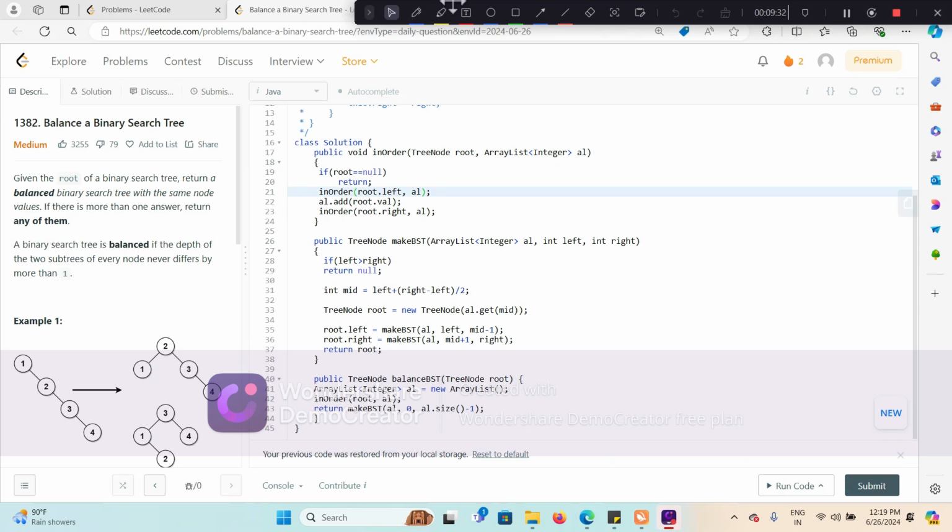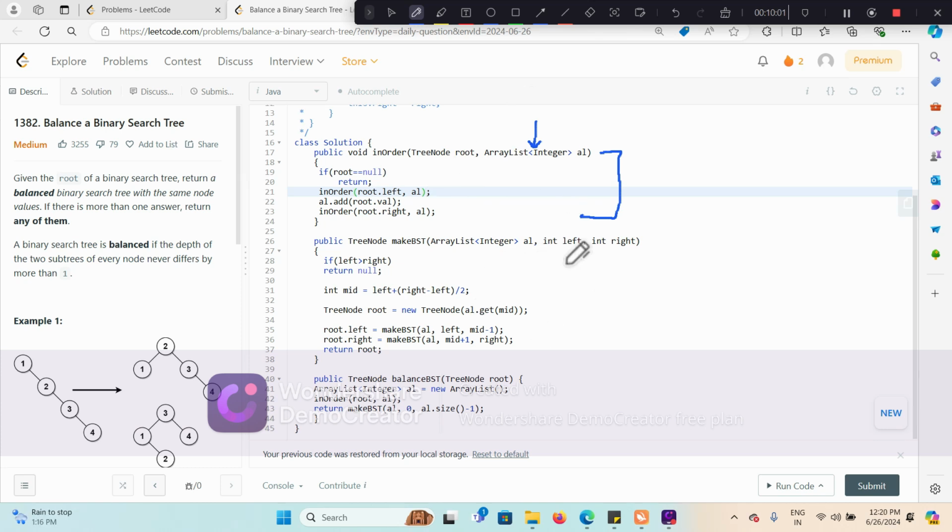See, this is my code here. First of all, in this portion I'm just doing one thing, right? I have written an inorder traversal function where I am passing the array list. I am storing all the inorder traversal values into this array list. So this is our inorder traversal. I'm calling the left side, then adding the value, and then calling the right side. I believe you already know how to do inorder traversal.